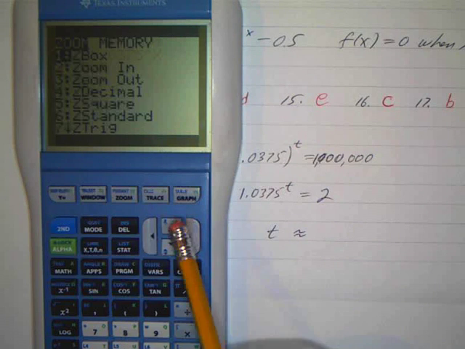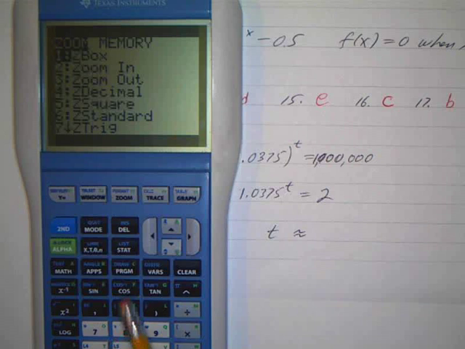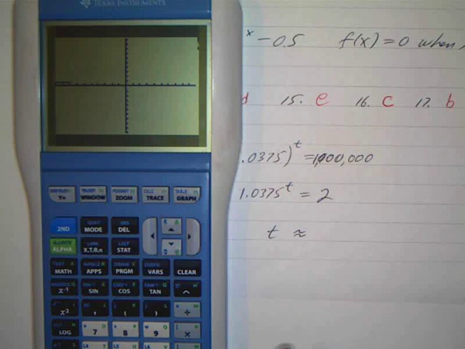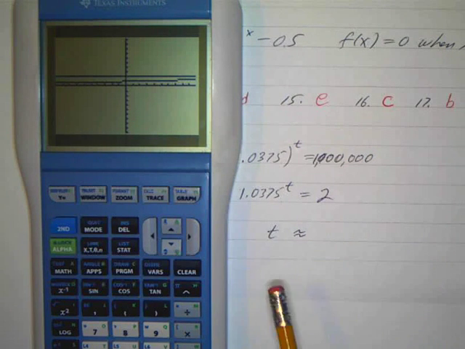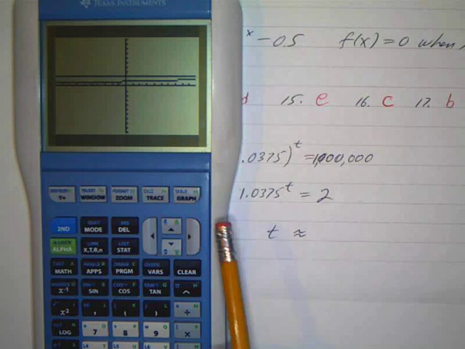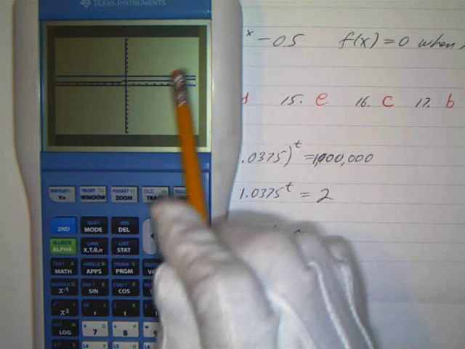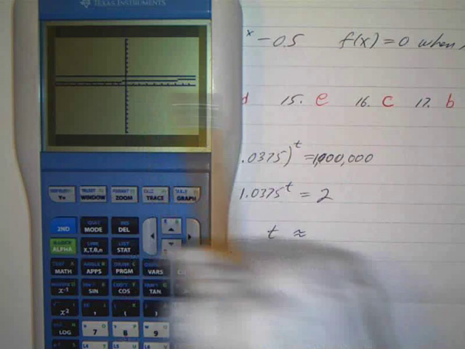Let's go to zoom 6 and see what happens. Okay, it's going like that, and there's my 2, and it doesn't look like it's hitting. I'm going to have to go into the window and adjust it a little bit. It looks like my intersection is going to be over here someplace. It would be positive years anyway.